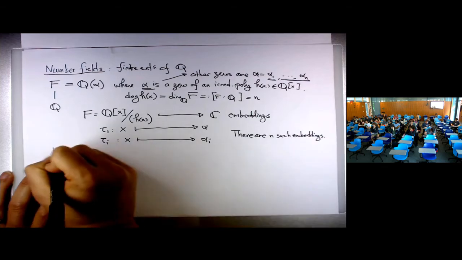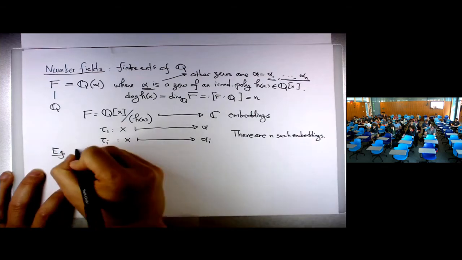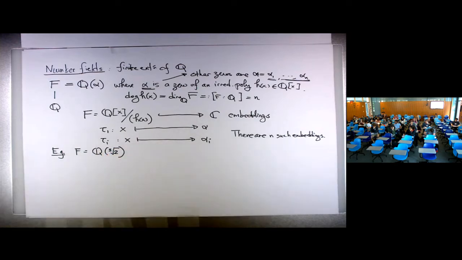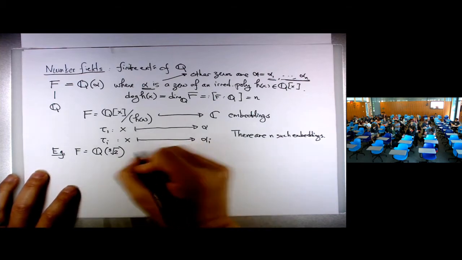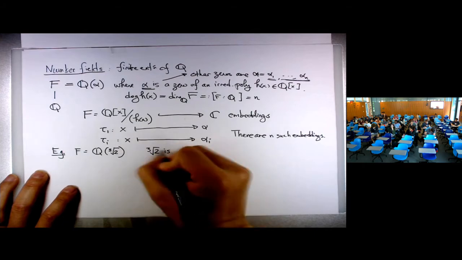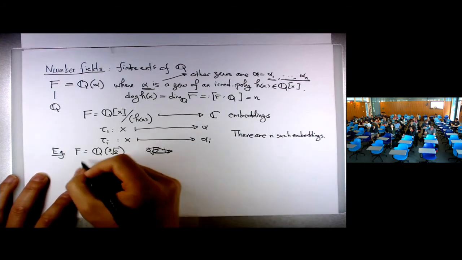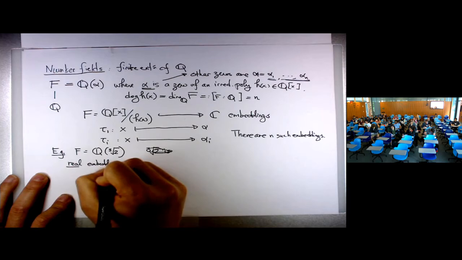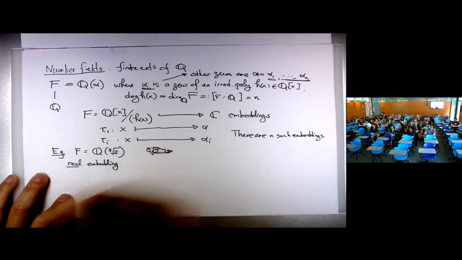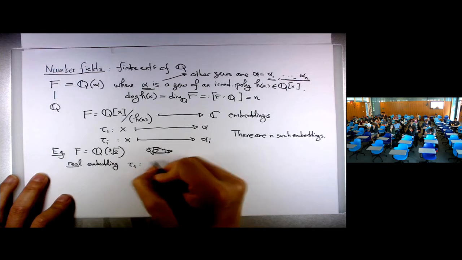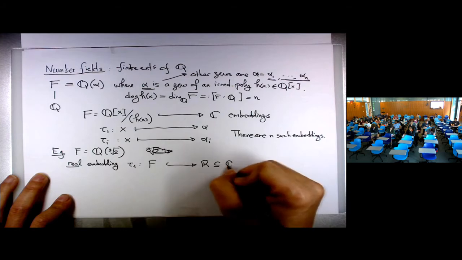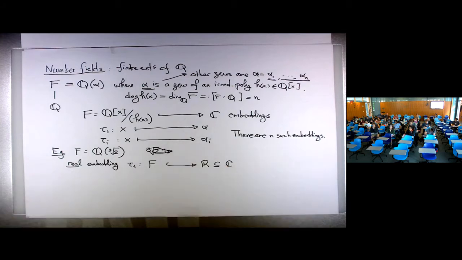Let me give an example. Let's say F is Q adjoin the cube root of 2. Of course, this is a zero of x cubed minus 2 equals 0. Let me write a real embedding; I'll explain what that means. Real means it's going to embed into the real numbers. So I'm going to write tau 1 of F into C, but somehow the image will land in the reals.